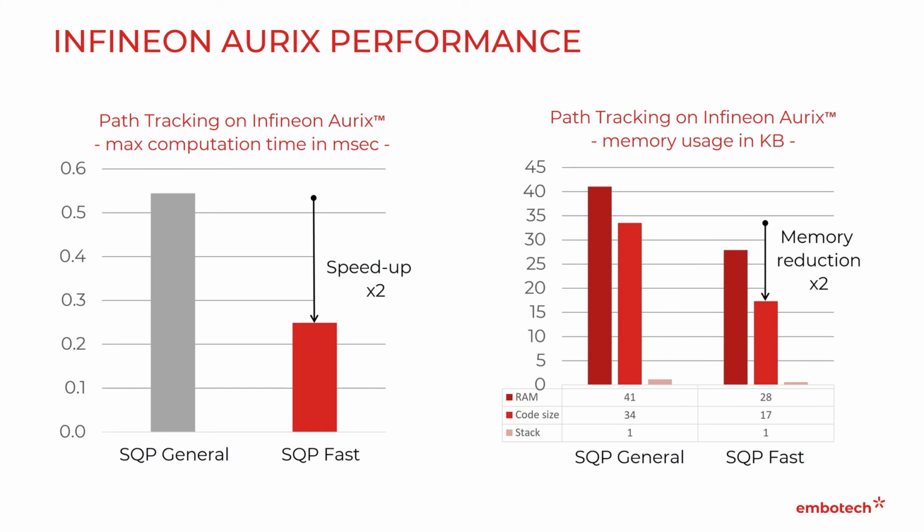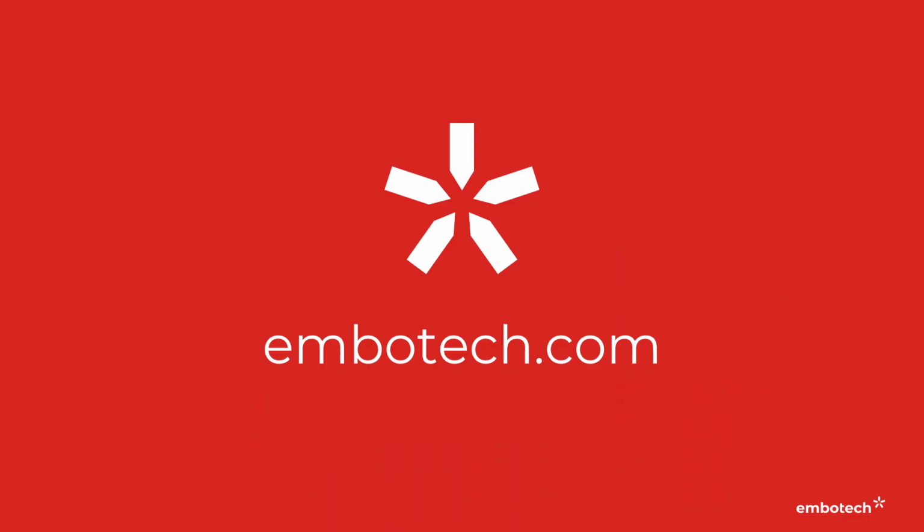The max computation time, as well as the memory usage, are reduced by a factor of 2 compared to the SQP general solver, which clearly indicates the effectiveness of the custom-tuned SQP Fast method. This completes the code example of this demo for the FORCESPRO SQP Fast solver.